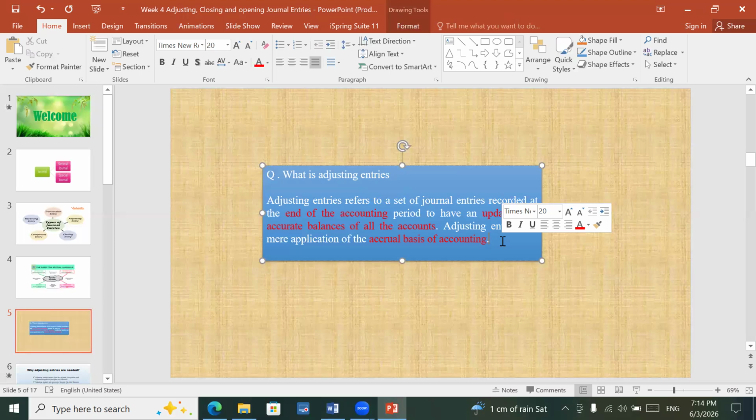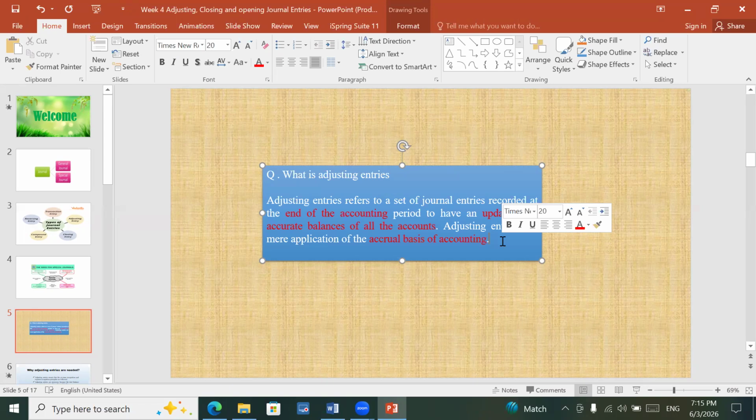So accounting follows two bases. Number one, cash basis. Number two, accrual basis. Cash basis means when there is cash payment or cash receipt, at this time you have to recognize expense or income. And accrual basis, absence of cash. Cash payment will be settled in the future. This is the accrual basis.